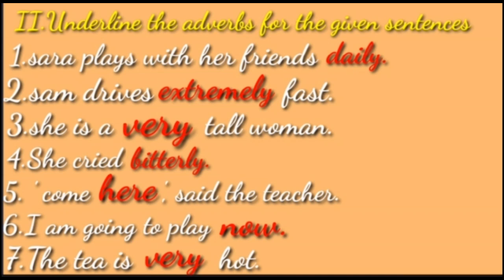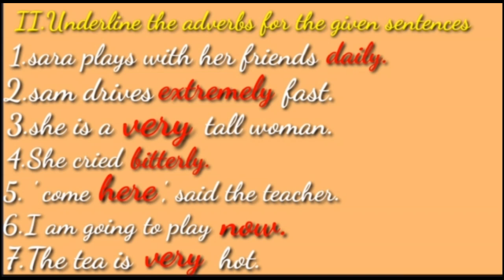Then, third one, she is a very tall woman. Here, the adverb very describes the adjective tall. So, an adverb is a word which tells us more about the verb, adjective, or another adverb in the sentence, children. Fourth one, she cried bitterly.